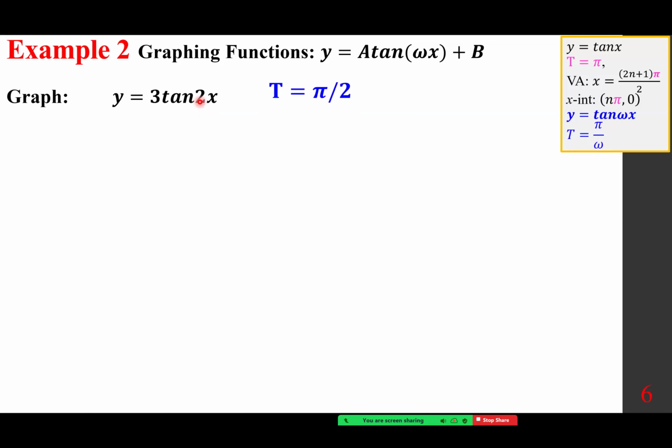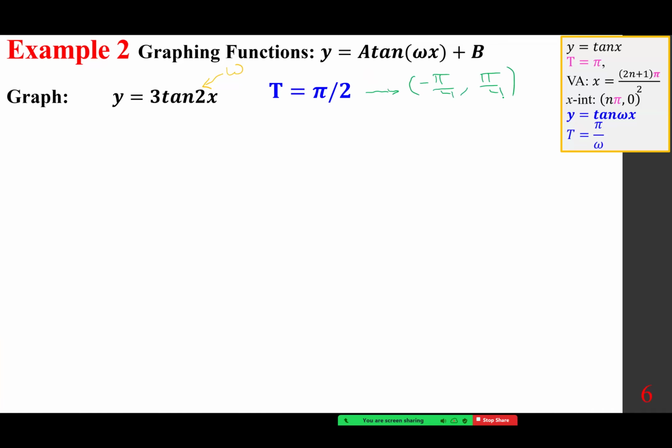That means pi over 2. So this is omega. A complete cycle used to go from minus pi over 2 to pi over 2, but now we go from minus pi over 4 to pi over 4. Basically, you cut this in half. So one complete cycle goes from minus pi over 4 to pi over 4.